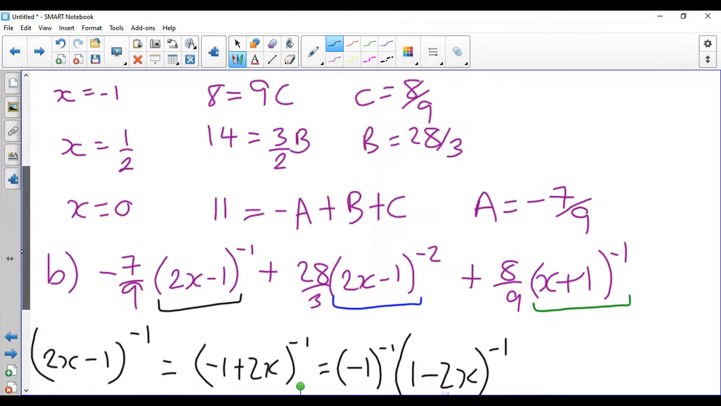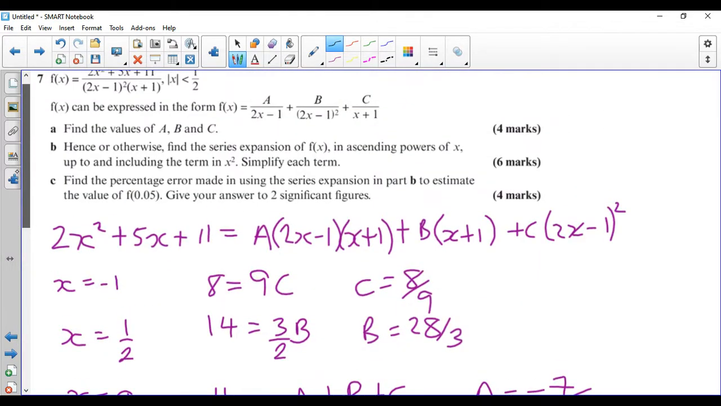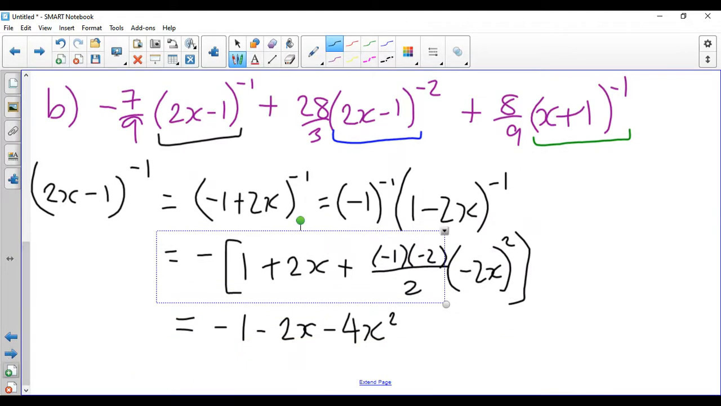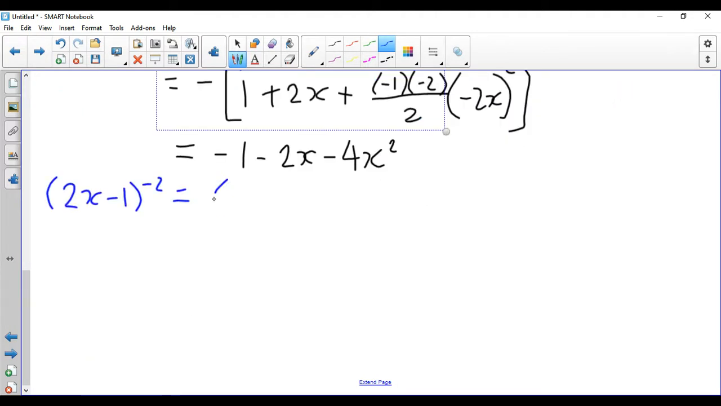Okay, did this question mention validity? No, so that's okay. Right, so that's that one done. Let's go on to the blue one. So I've got 2x minus 1 to the minus 2. So again, swap it round.